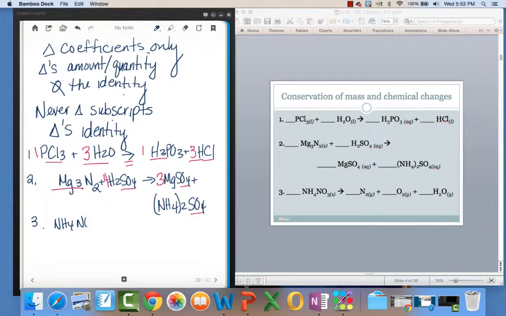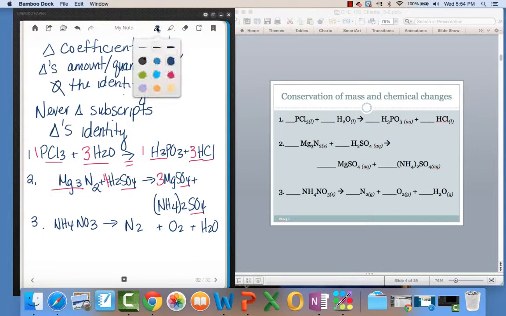NH4NO3 yields N2 plus O2 plus H2O. So, let's see. Nothing stayed intact. I definitely don't want to start with O, because O is in 2 places on the right. I can either start with H or I can start with N. Doesn't really matter. I have 2 N's on the right, and 1 on the left. So I'm going to start with my N's.